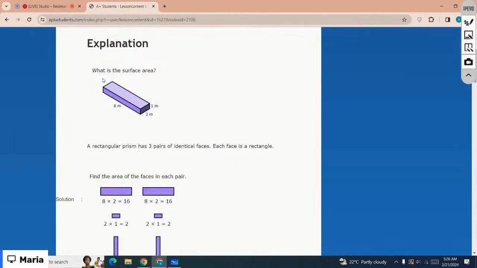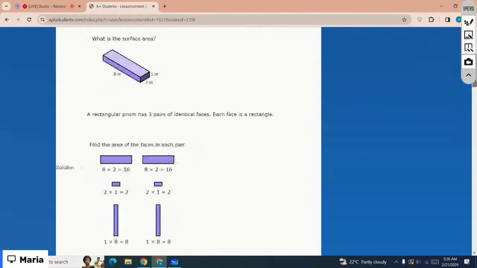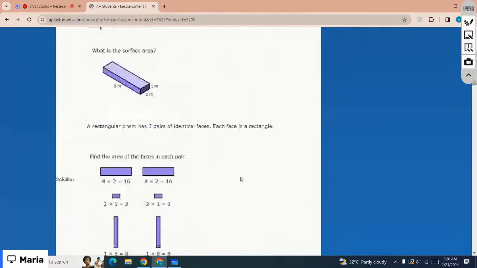This side and the opposite side here have the same length. So basically you need to calculate the area of every face. First, calculate this one: 8 times 2 is 16, and the opposite side has exactly the same measurement, so that is also 8 times 2 equals 16, right? Then you have to calculate the area of this small side, that is 2 times 1, 2, and the opposite side also has the same area.